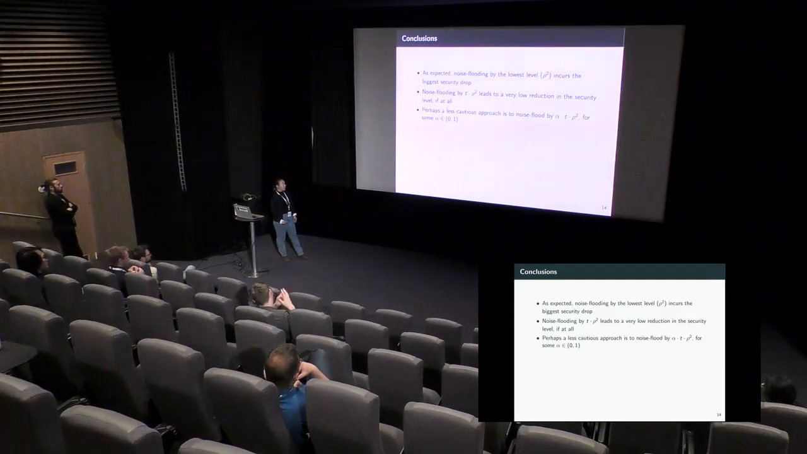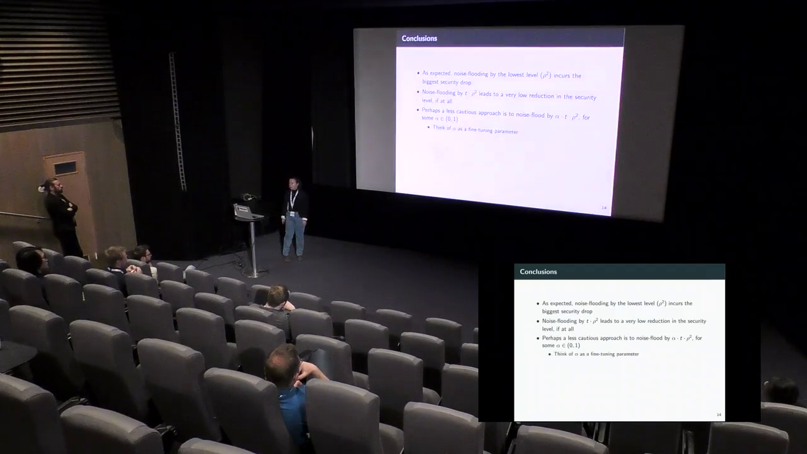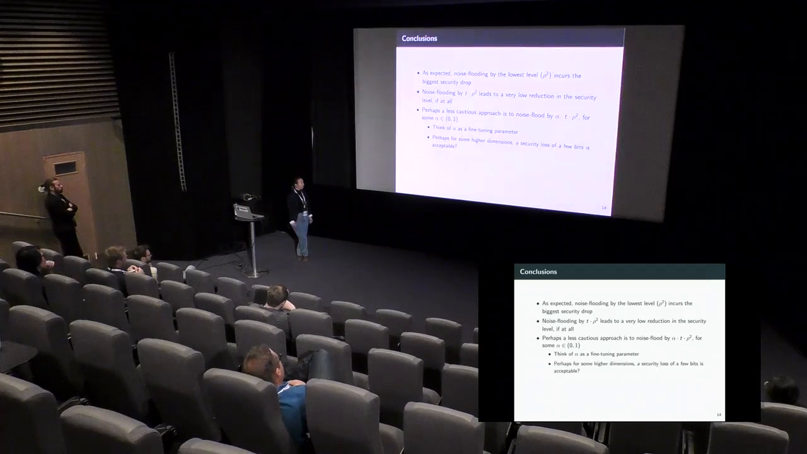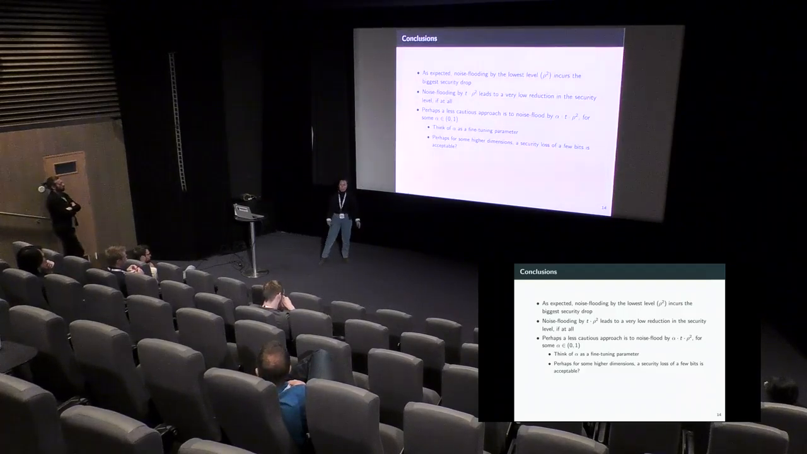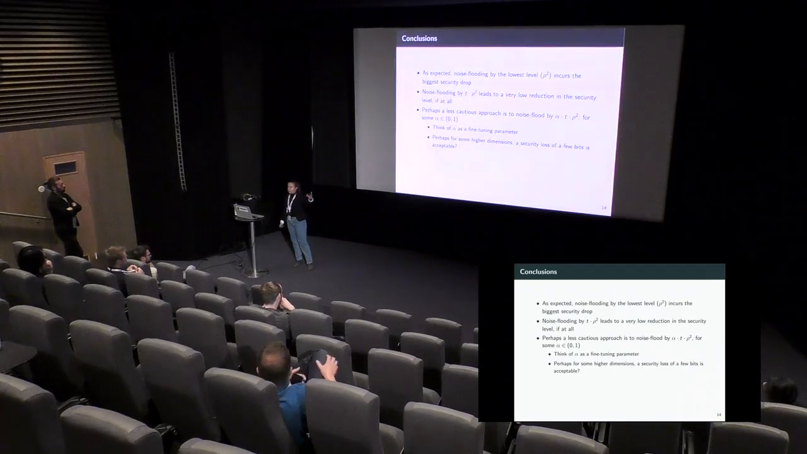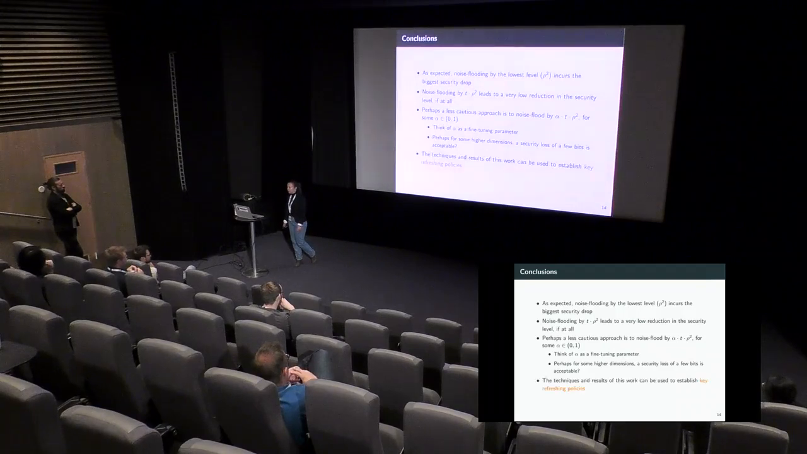So we suggest that perhaps a less cautious approach could be to noise flood by alpha times t times rho squared for some alpha between 0 and 1. You could think of alpha as a fine-tuning parameter. The thinking behind this is that, for some higher dimensions, a security drop of a few bits might be acceptable. If you think of deployment, going from 256 bits of security to 253 is something that we can live with in implementations.